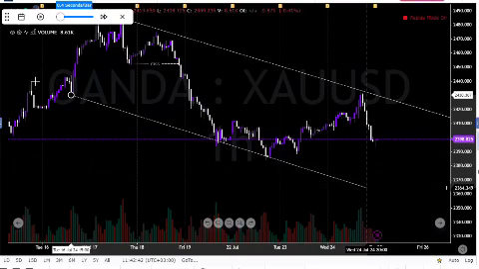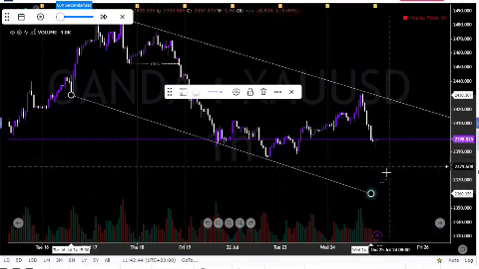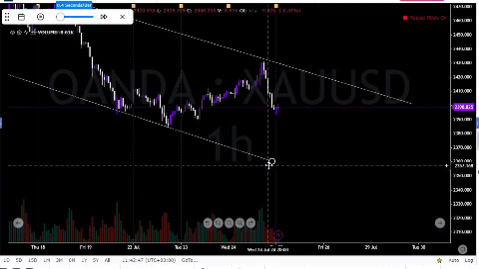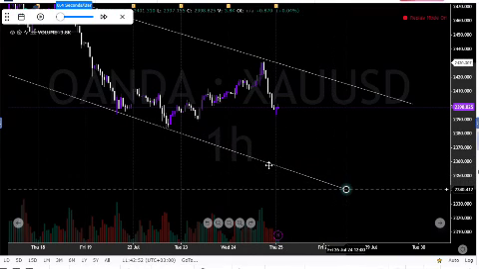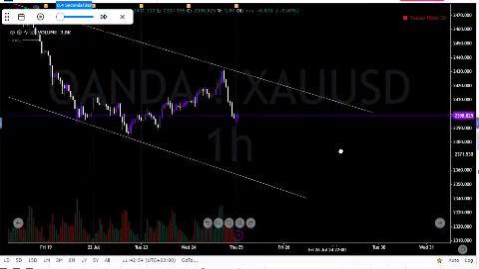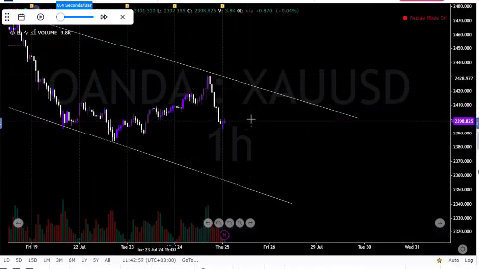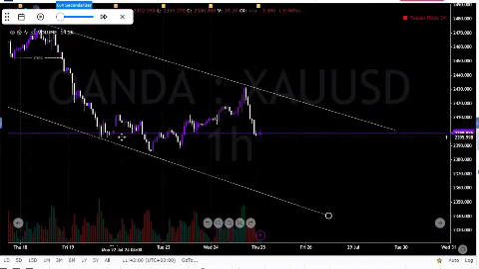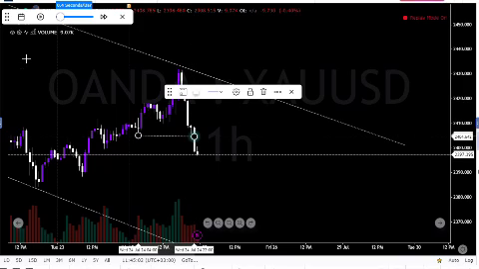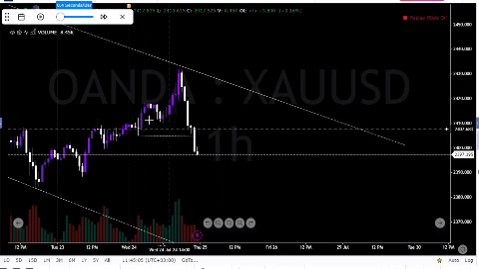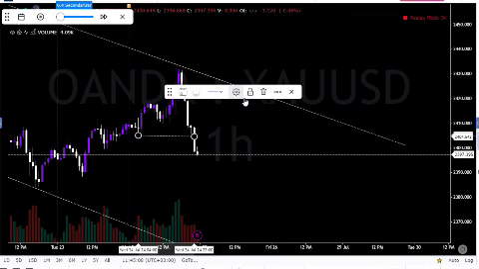Okay, let's go on. Remember, as I said, it's very good to trade with the market, to move with the trend of the market, to be safe. If the market is going downward, you should always look for sells. If the market is going upward, you should always look for buys.